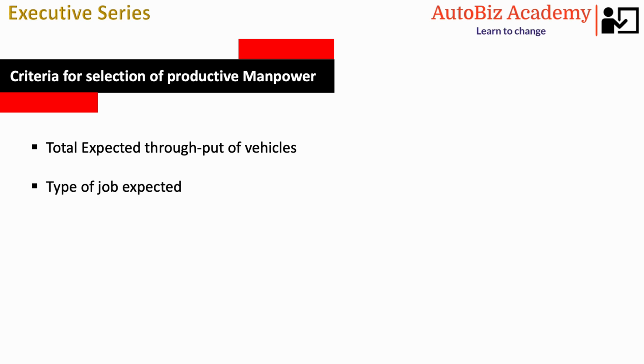The next criteria is type of job expected. Sometimes the workshops are new and the new sale vehicle percentage is higher, then you may get maximum free service cars and fewer paid service cars. As the workshop gets older, the ratio of paid service cars, general repair cars and accident repair cars will increase. So you should have a proper assessment depending on the life of the dealership. In case the dealership is very old, then the criteria will be different.